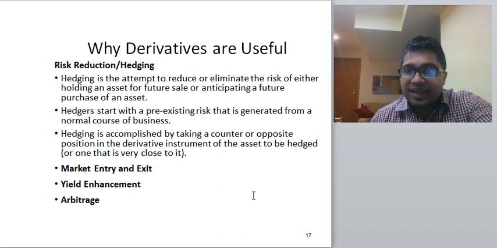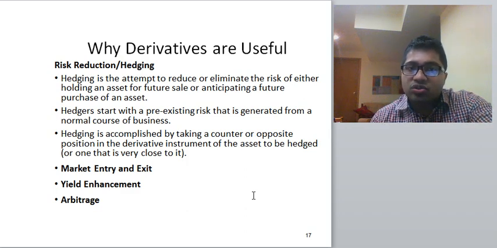Hedgers start with a pre-existing risk that is generated from the normal course of business. Hedging is accomplished by taking a counter or opposite position in the derivative instrument of the asset to be hedged, or one that is very close to it.